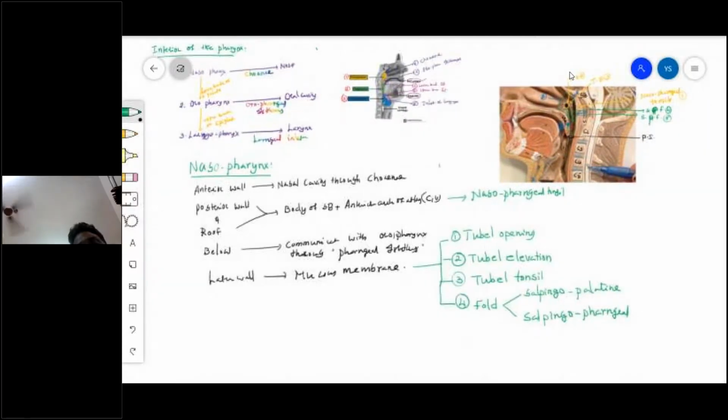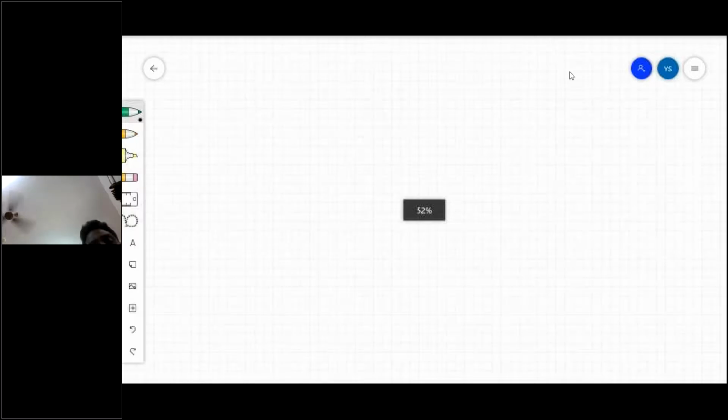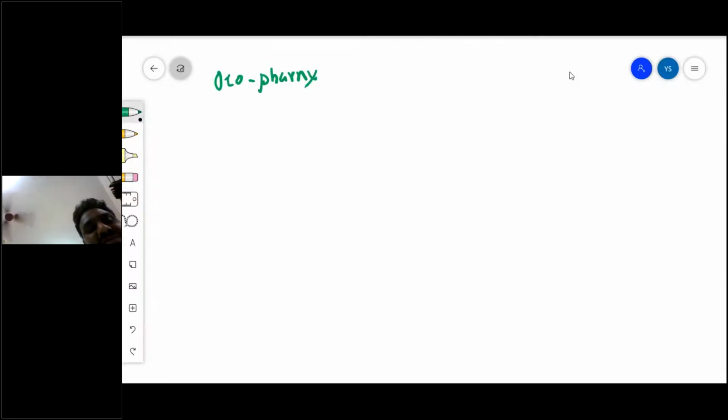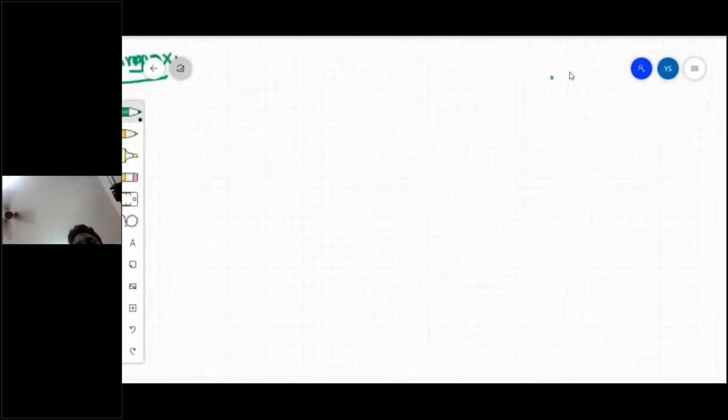Now shall we move to the remaining 2 parts, oropharynx and laryngopharynx? These are simple, they finish very quickly. What is the second part in the interior? Oropharynx. So the second one is the oropharynx. We use the same picture, and it will finish very quickly.